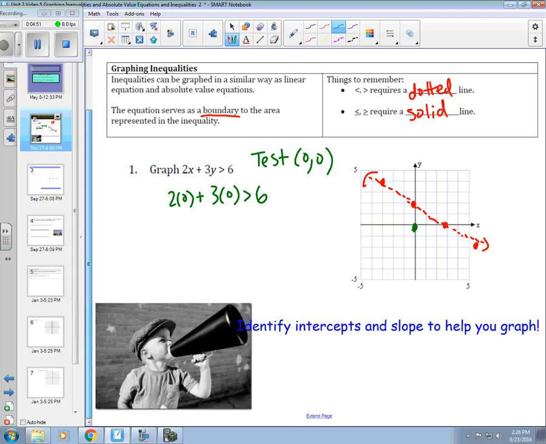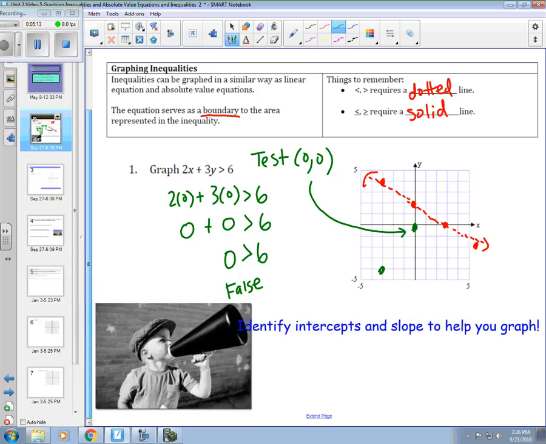And again, the reason 0 is nice is anything times 0 is 0. 3 times 0, that's 0. 0 plus 0 is 0. Is 0 greater than 6? Well, that statement is false. Okay, 0 is not greater than 6, which means 0, 0, the point we just tested, is not a solution.